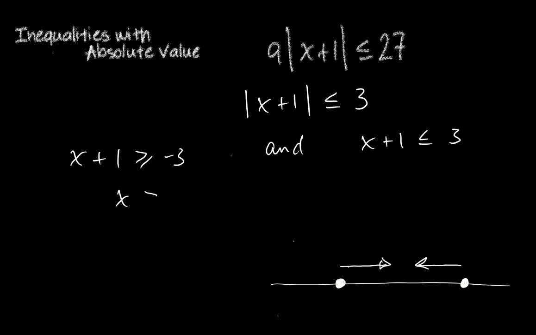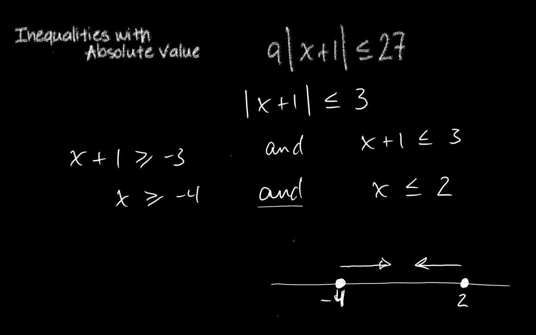This is going to be x is greater than or equal to negative 4, and x is going to be less than or equal to the number 2. I just subtracted 1 from both sides. So now I can see my boundaries, right? I can see that the lower boundary is negative 4, and my x values are all greater than that. And on the upper side, I can see that I've got this number 2, and all my x values are the ones that are less than that upper boundary.